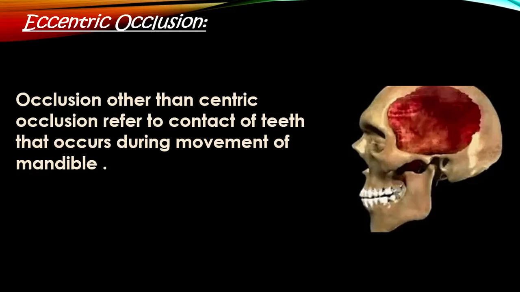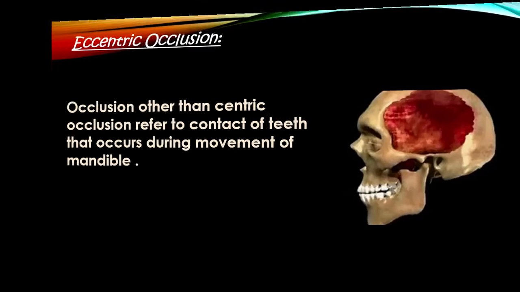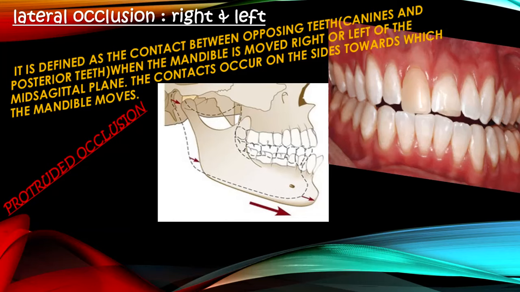Eccentric occlusion, other than centric occlusion, refers to the contact of teeth that occurs during movement of the mandible. Lateral occlusion, right and left, is defined as the contact between opposing teeth, canine and posterior teeth. When the mandible is moved right or left of the mid-sagittal plane, the contact occurs on the side toward which the mandible moves. On the side the mandible is moved toward وصار بي كونتاكت نسميه مثل ما تعرفون الوركينج سايد.